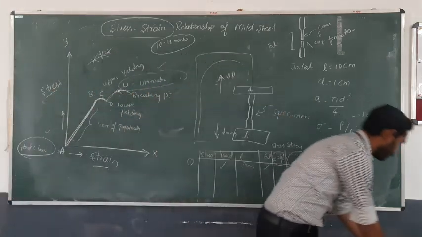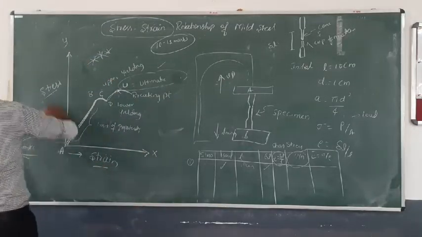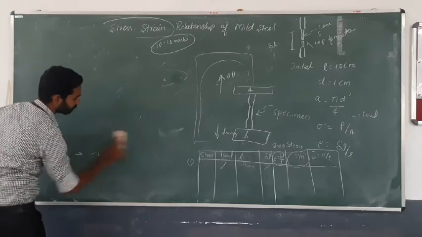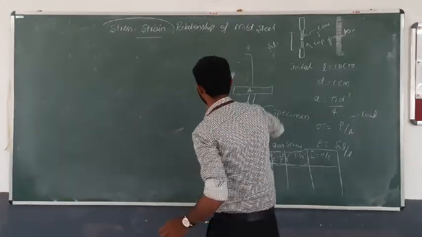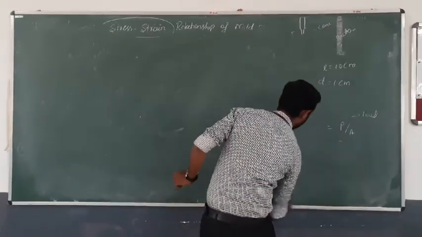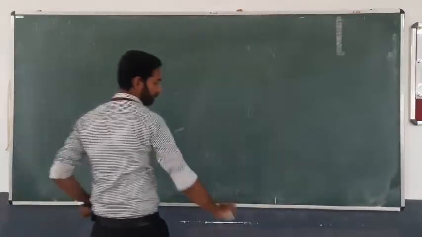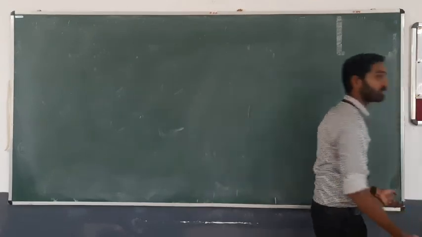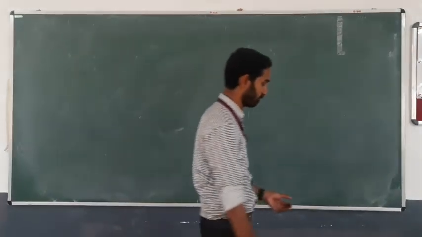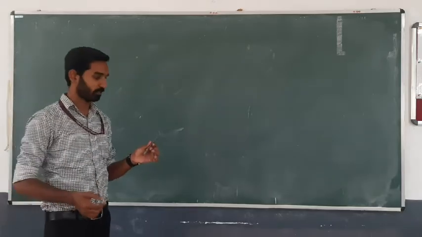Now, till now we have discussed the stress strain relationship of mild steel. After that, we will go for the stress strain relationship for wrought iron, or nothing but materials other than mild steel, cast iron. One more material is the non-ferrous material. You can consider wood, plastic, or concrete. This we can consider as wrought iron, other than mild steel material.